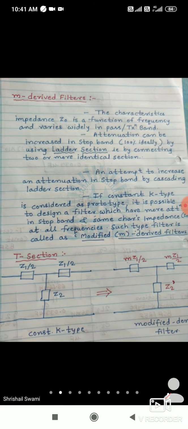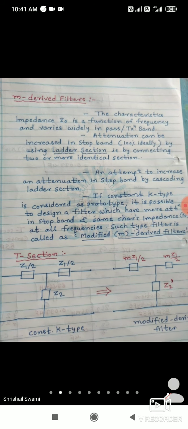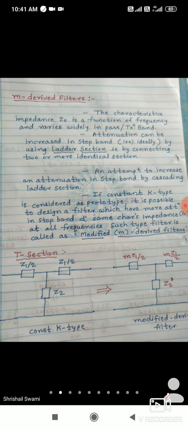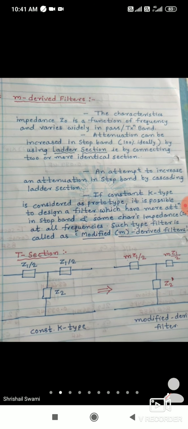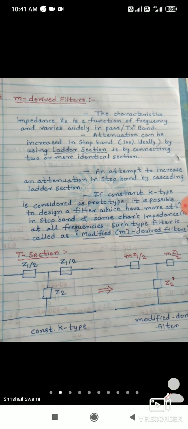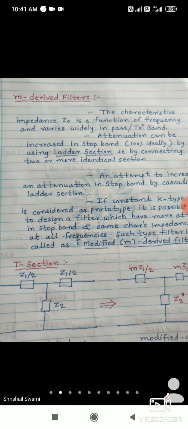Up to the last lecture, we have discussed the constant K-type low pass filter, high pass filter, band pass filter, and band stop filter. All these constant K-type filters we have designed with the help of cutoff frequencies as well as nominal impedance or characteristics impedance. So next will be the M derived filters.